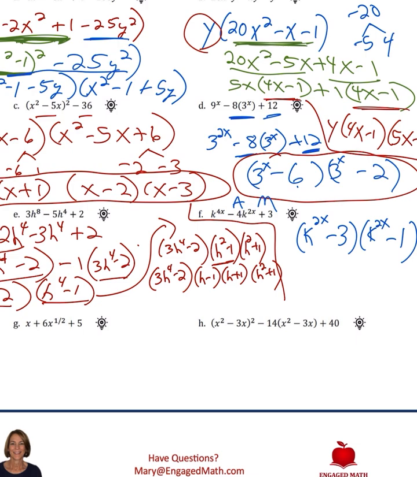Look at that. So if you want to try just doing a little mental math, that gives you k to the 4x minus k to the 2x minus 3k to the 2x plus 3. If you multiply it out, you will see you'll get back to the original.